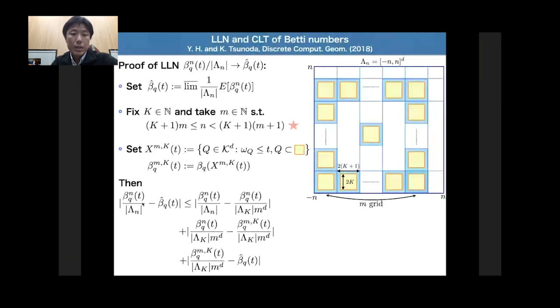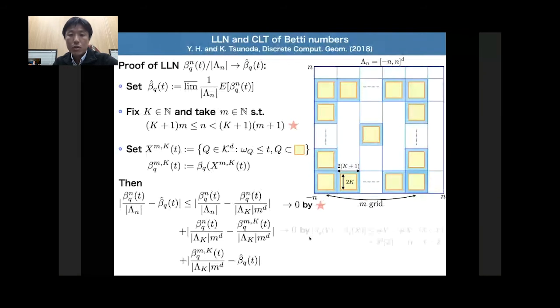Then let's think about this difference. By the triangle inequality, we can upper bound it by these three terms. And the first term will go to zero, since in the first term the numerators are the same but the denominators are different. But these denominators will converge to the same value because of these inequalities. This is just a difference of the volume of the original window and the sum of the small windows. So this will go to the same value when n goes to infinity.